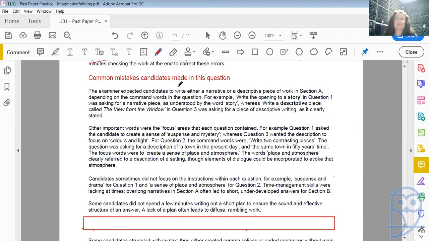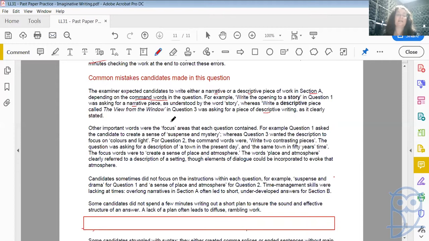The examiner expected candidates to write either a narrative or descriptive piece of work in section A as a whole, in the imaginative writing section. Okay, so you're either going to do narrative, story, or a descriptive piece, depending on the command words in the question. So for example, write the opening to a story in question one, which we didn't look at, is asking for a narrative, isn't it? Story. You see that word story, you know you've got to create some kind of story in there. And this has to be narrative. So this is understood by the word story. Whereas, write a descriptive piece called The View from the Window in question three was asking for a piece of descriptive writing as it clearly stated. So in other words, pay attention to what is being asked of you in the question.